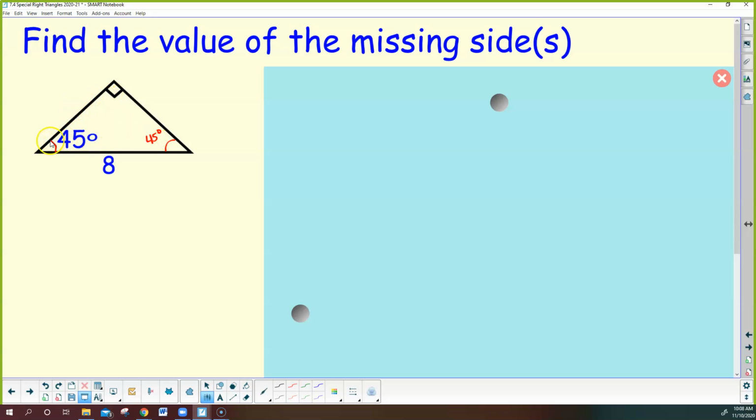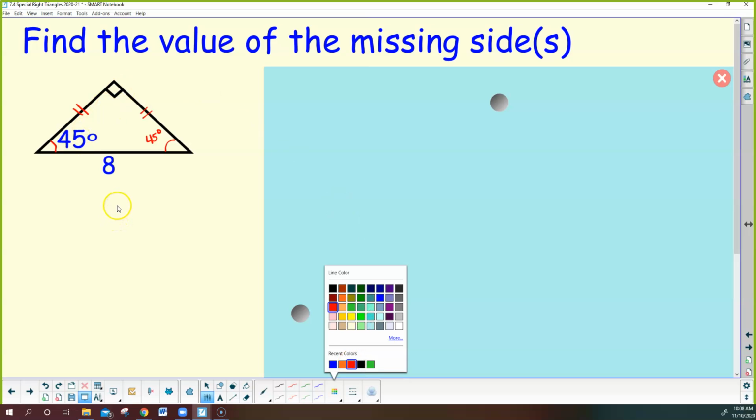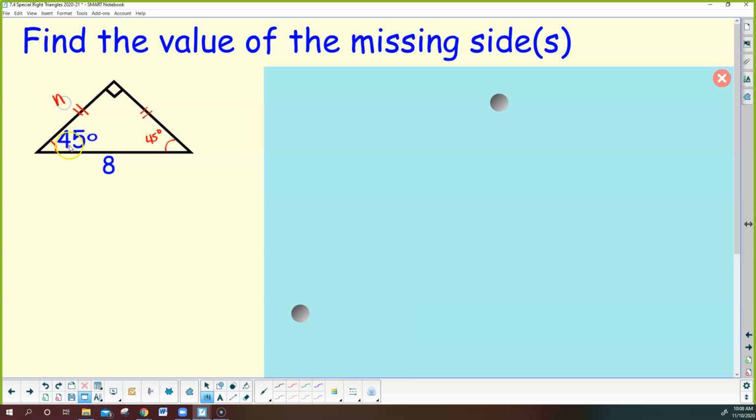Now, I always do this. Base angles are the same, which means the side lengths are the same. And that kind of helps me with my formula. So I'm going to grab my red pen, and I'm going to put the formulas around the triangle from our special right triangle. So what was it? Across from the 45 was n. Across from the other 45 has to be the same value, so n, and the hypotenuse was always equal to n square root of 2.